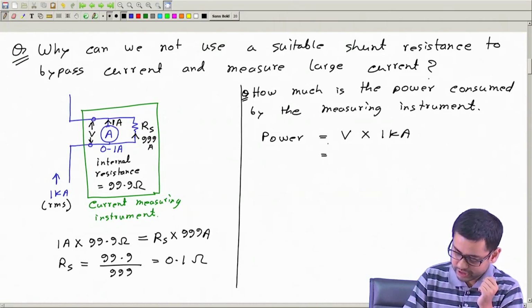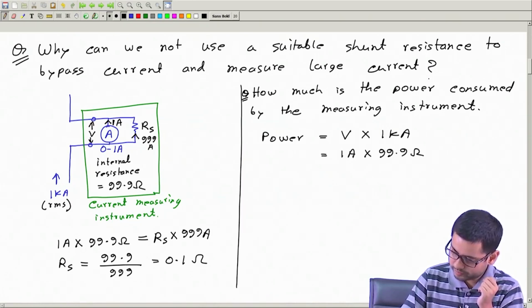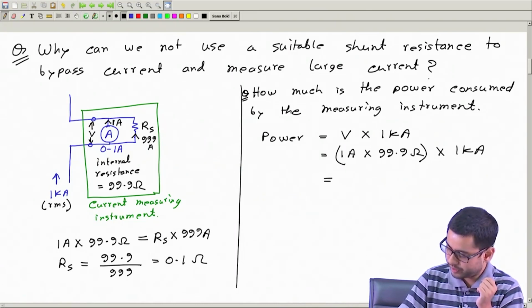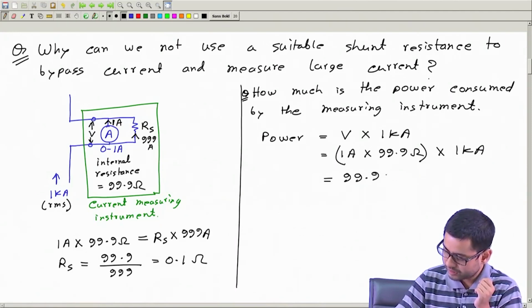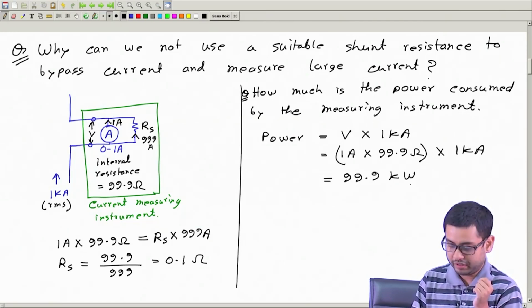And now how much is V? V is 1 ampere multiplied by 99.9 ohm. This is V multiplied by 1 kiloampere. So then this is equal to 99.9 times 1000 watt, or we can write it as 99.9 kilowatt. This is a huge power being consumed.